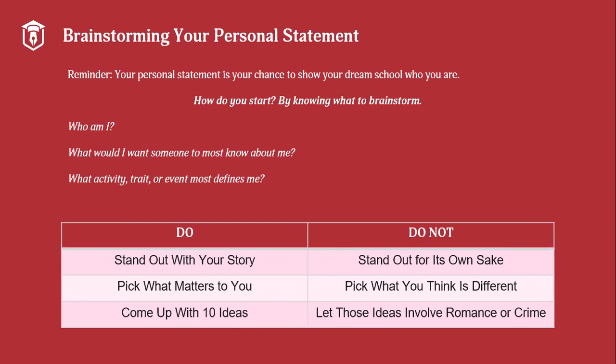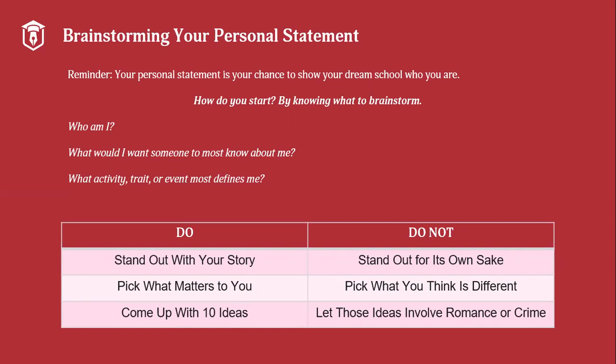With that said, here are some things to keep in mind and things to avoid as you work on these. One, stand out with your story. The thing to emphasize here is your story. We may sound like a broken record, but we can't emphasize enough how personal a personal statement needs to be. With that said, though, don't try and stand out for its own sake.